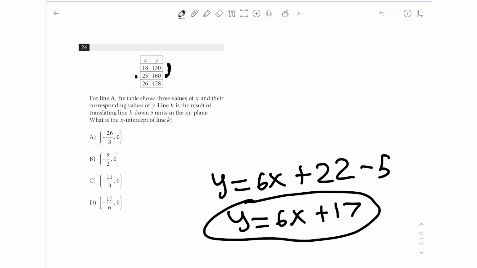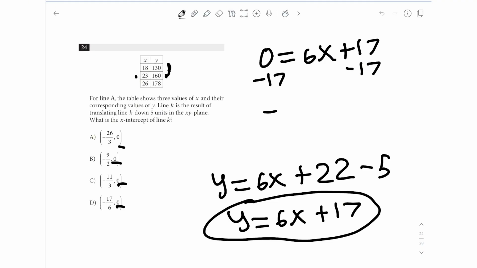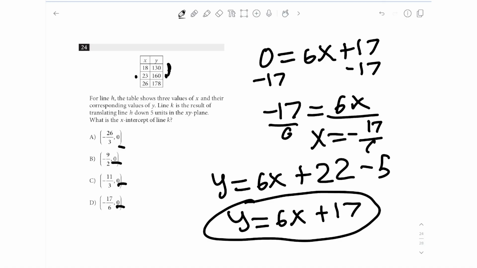How do we find the x-intercept? The x-intercept occurs when y is equal to 0. And you can see that in all the answer choices. All we need to do is plug in 0 for y and solve for x. 0 equals 6x plus 17. Minus 17, minus 17. Negative 17 equals 6x. Divide both sides by 6. X equals negative 17 over 6. And that is answer choice D.